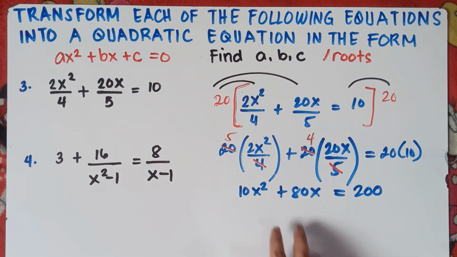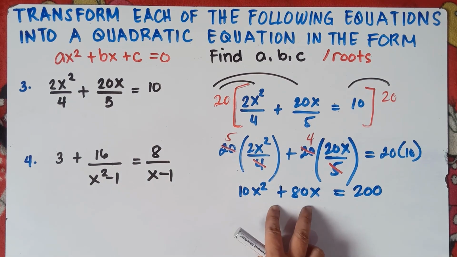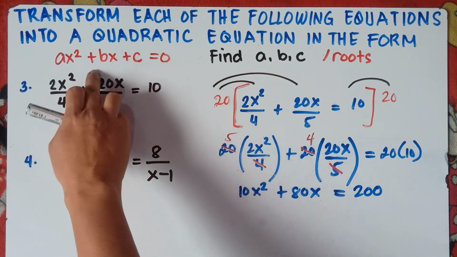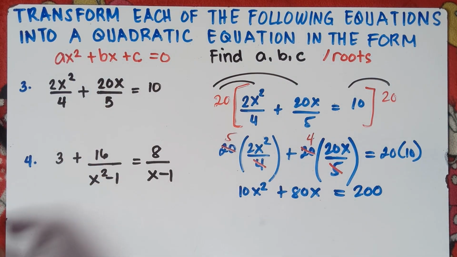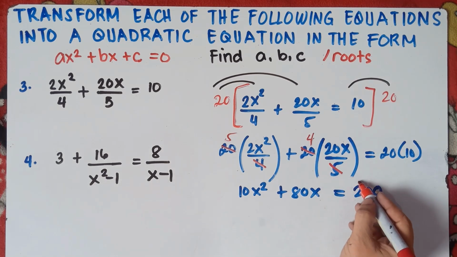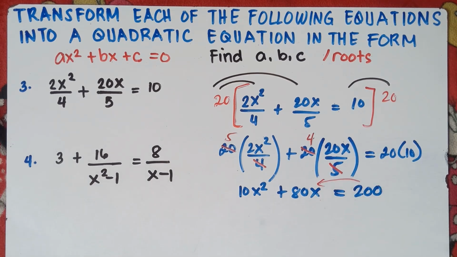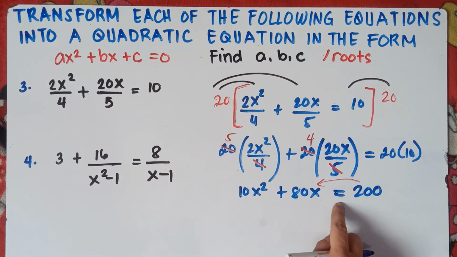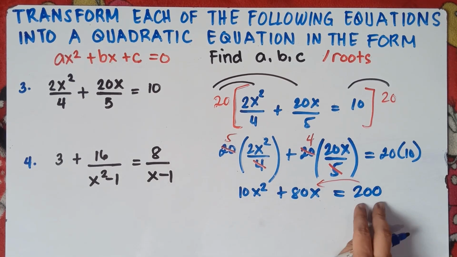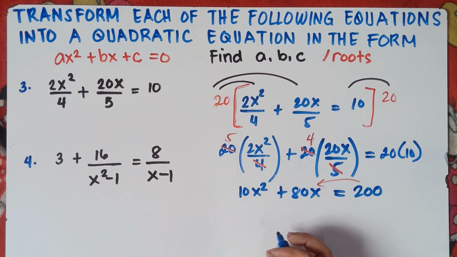Alright, and then we need to transform this equation into standard form. So all terms will be on the left of this equal sign. Therefore, we need to transpose this 200 from right to left. Okay? So once you transfer a term across this equal sign, you always change the sign, class. Do not forget this one. Once you transfer a term across the equal sign, you always change the sign. This is positive 200. It will be negative 200.